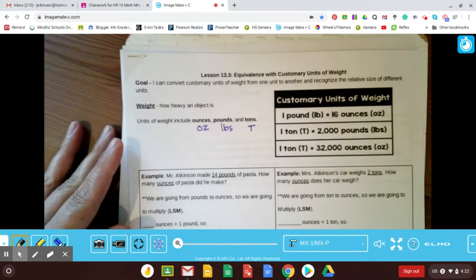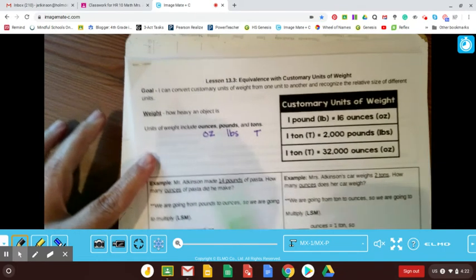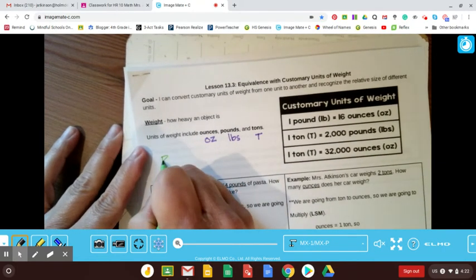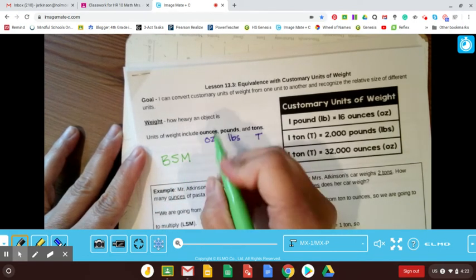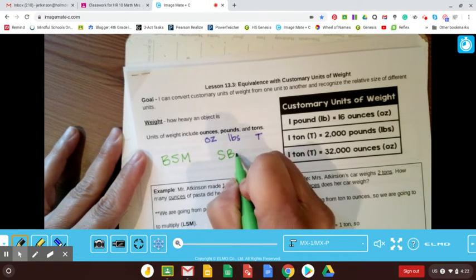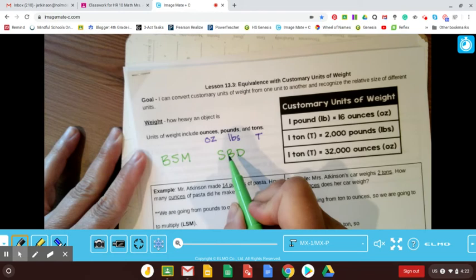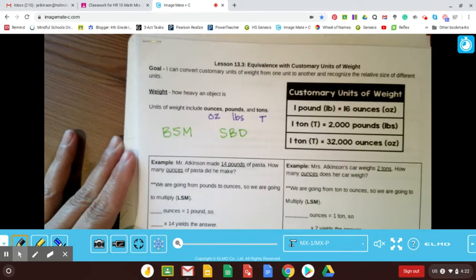I also want to review our memory aids for converting. If we're going from a bigger unit to a smaller unit, we are going to multiply. Big, silly monkeys. And if we're going from a smaller unit to a bigger unit, we're going to divide. Small babies dancing. Okay, so let's get started.